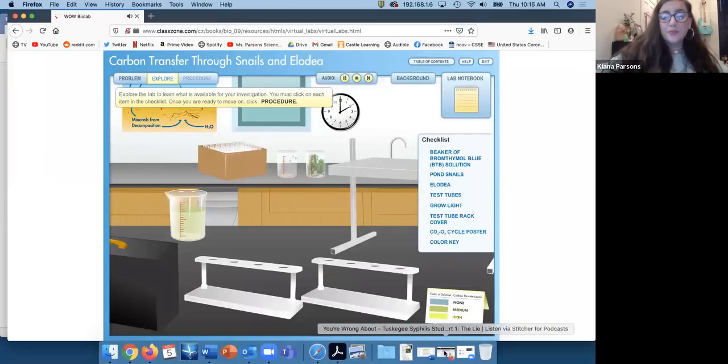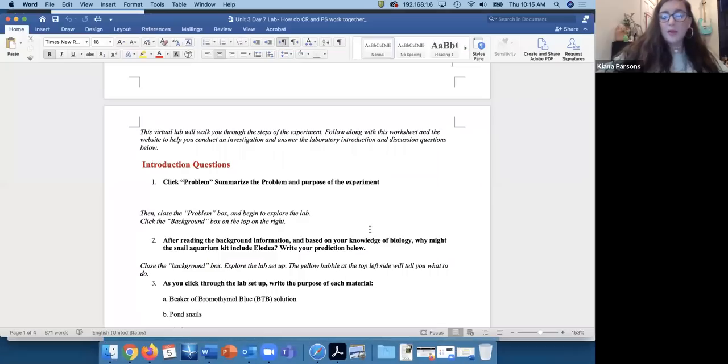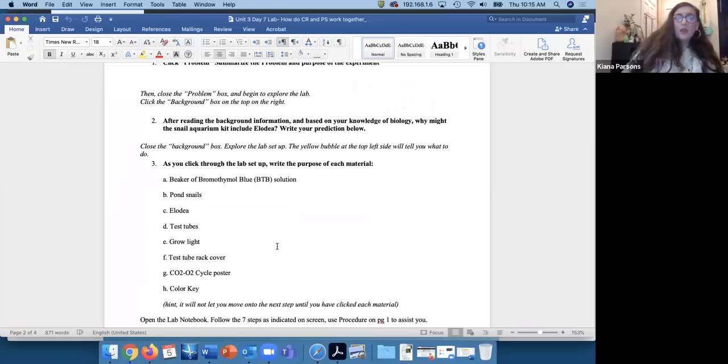Explore the lab to learn what is available for your investigation. You must click on each item in the checklist. Once you are ready to move on, click Procedure. So now, after reading the background information and based on your knowledge of biology, why might the snail aquarium kit include elodea? You're already supposed to be thinking about it, but why might the snail aquarium kit include elodea?